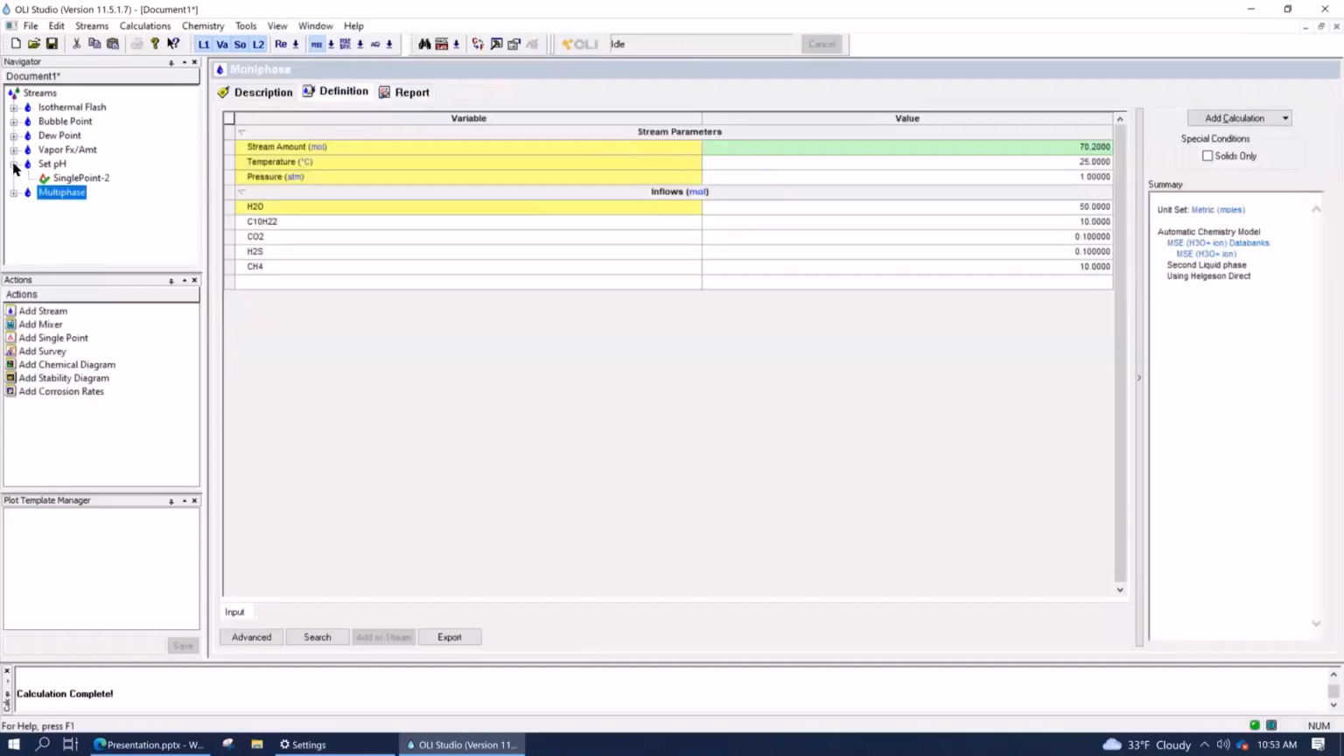Okay, good. How are we doing on time? Okay, good. We could probably have time to get in two or three more calcs before we take our next break.